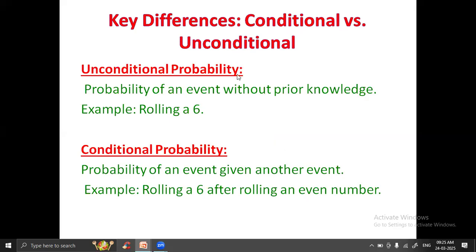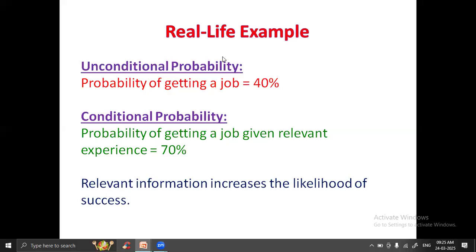Unconditional versus conditional: unconditional is the probability of an event without prior knowledge. The example we have seen is rolling a 6. Conditional probability is a 6 after rolling an even number. Another real life example: the unconditional probability of getting a job is 40%, and the conditional probability, the probability of getting a job given relevant experience, considers the parameter called experience. Based on that, we get 70%. So the relevant information increases the likelihood of success.